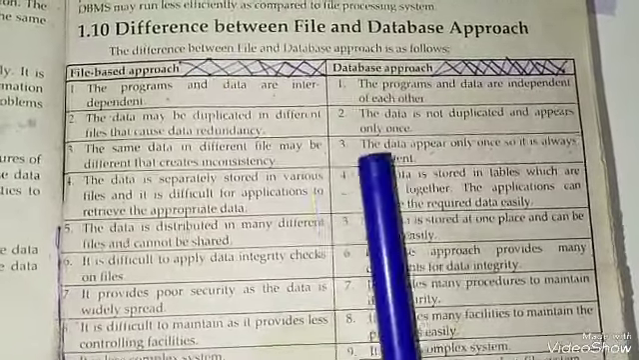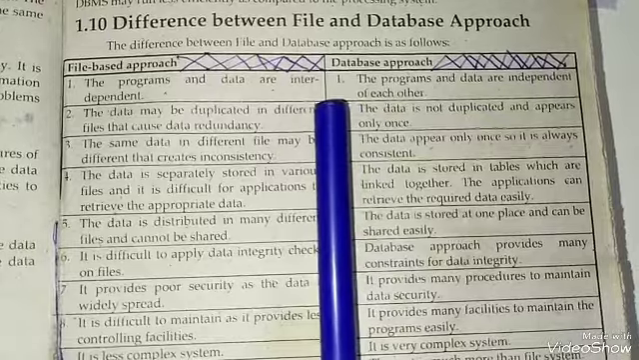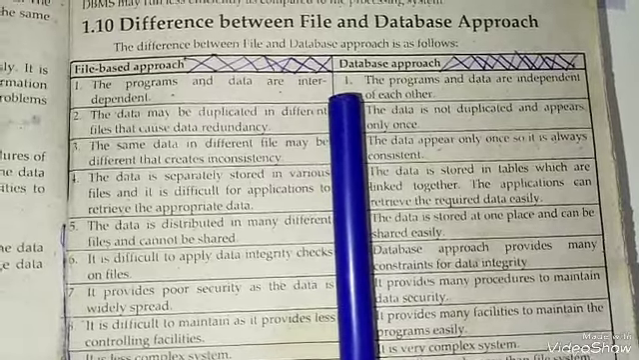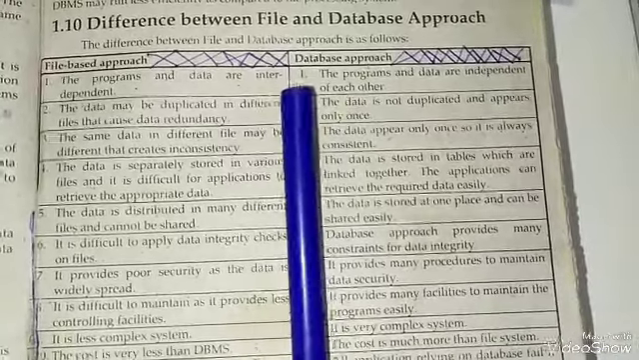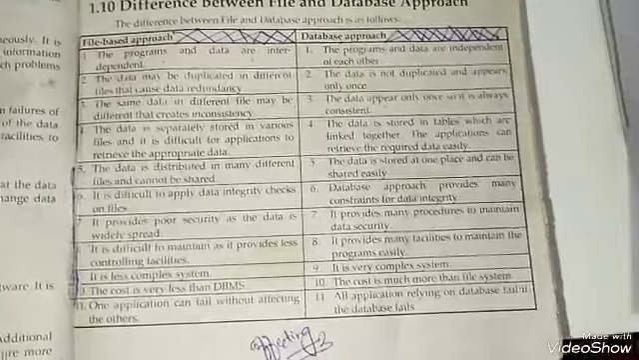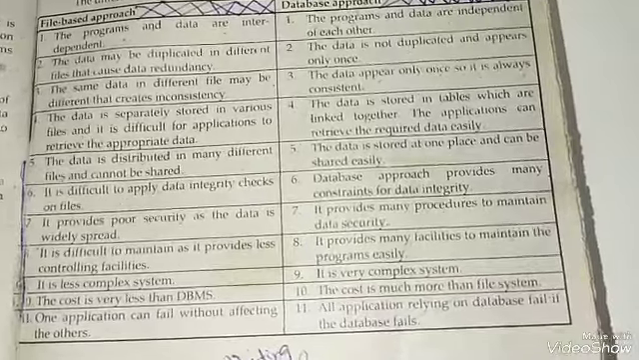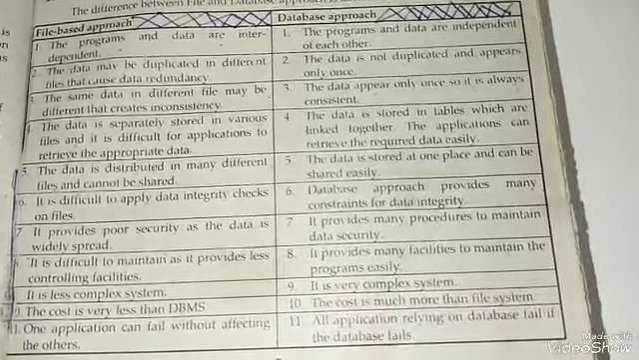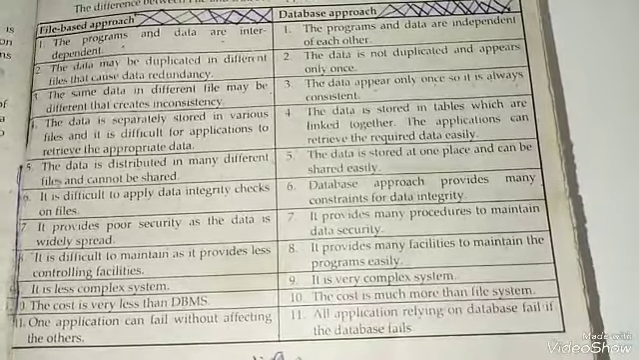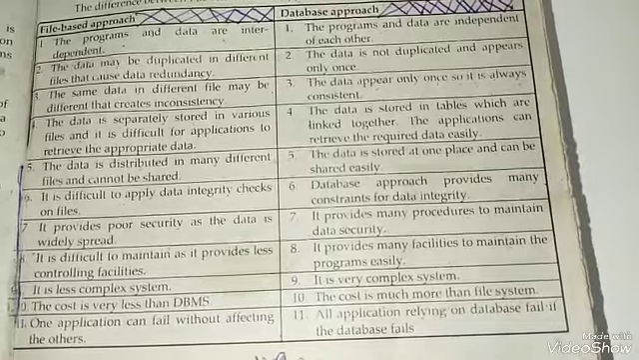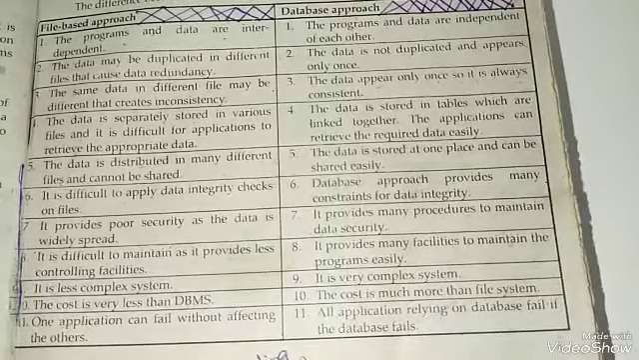Difference between file and database approach. In the file approach, the programs and data are interdependent. In the database approach, the programs and data are independent of each other. In the file approach, the data may be duplicated in different files that cause data redundancy. In the database approach, the data is not duplicated and appears only once.